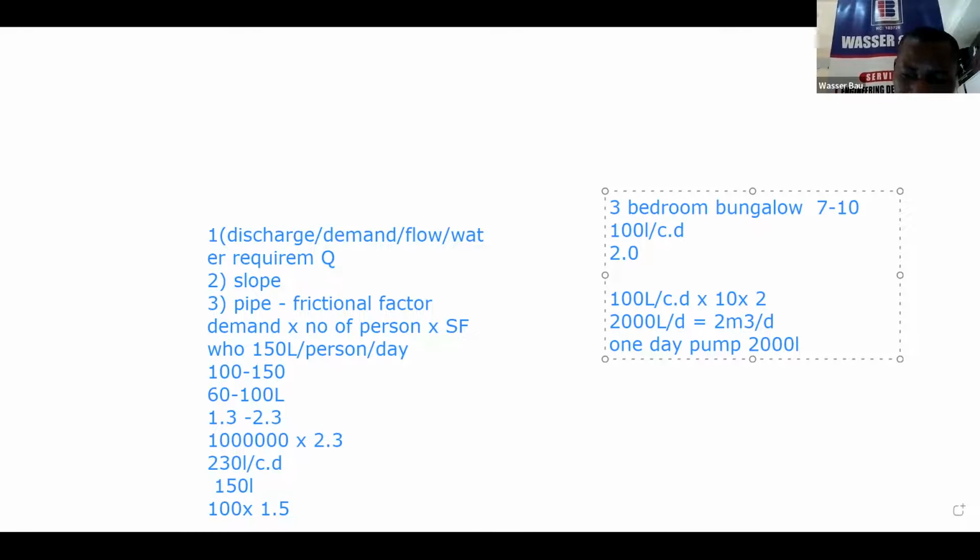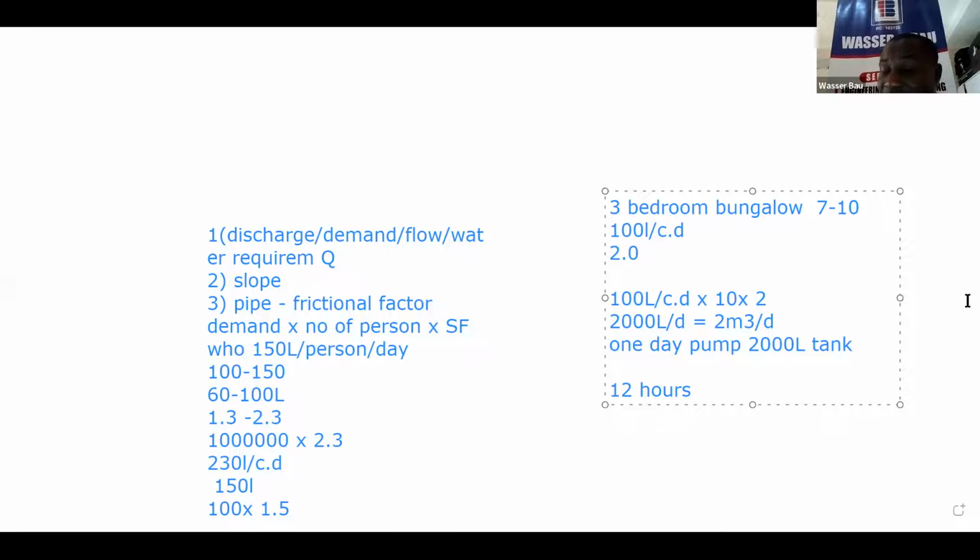But if I had used a safety factor of 1.5, this number would have come to 1.5, a GP tank. Then if I say I'm pumping twice per day, watch me now. If I say I'm going to pump, or what we call 12 hours pumping, it means after every 12 hours I go and pump water.